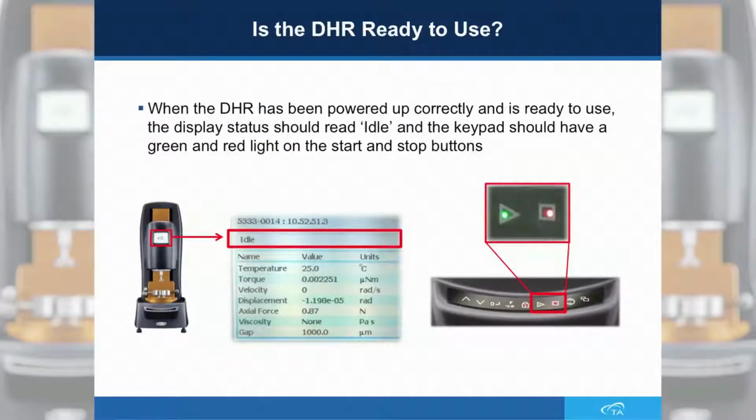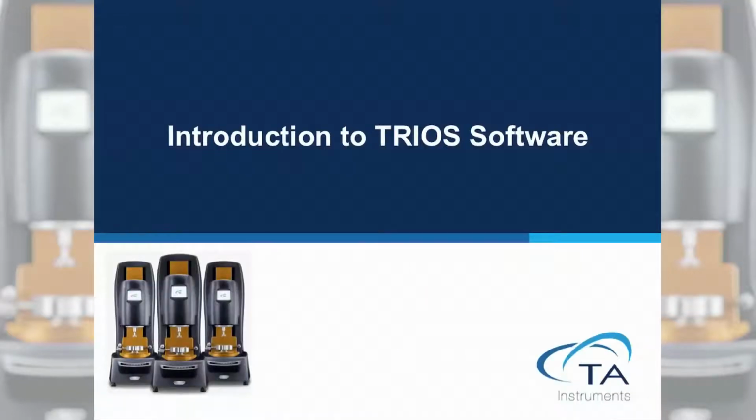When the DHR has powered up correctly and is ready to use, the display screen status should read idle, and the keypad should have a green and red light on the start and stop buttons. Now that we've introduced the DHR instrument hardware and have it powered up, we can go ahead and start the Trios control and analysis software.